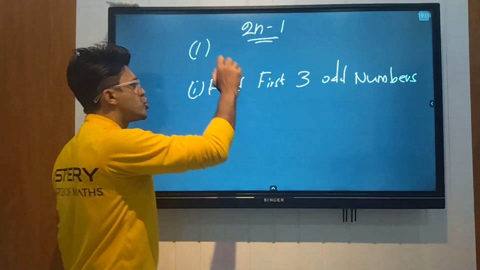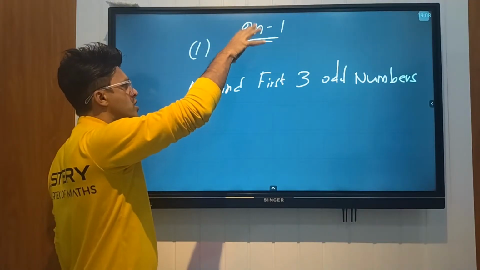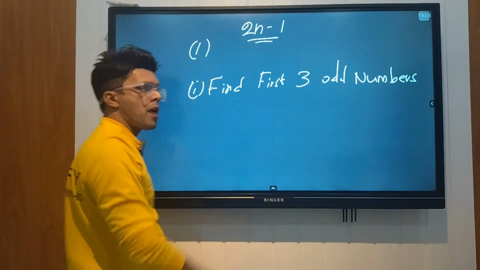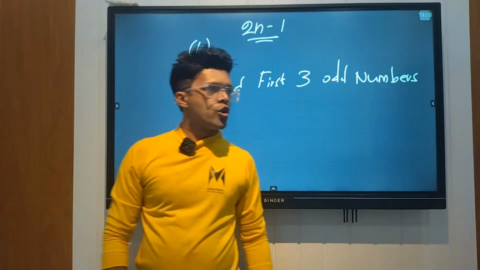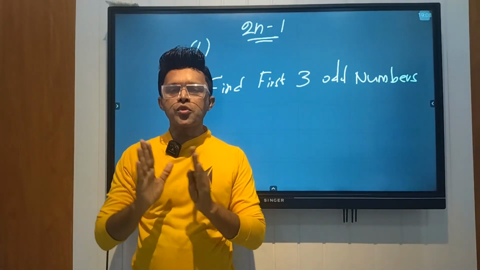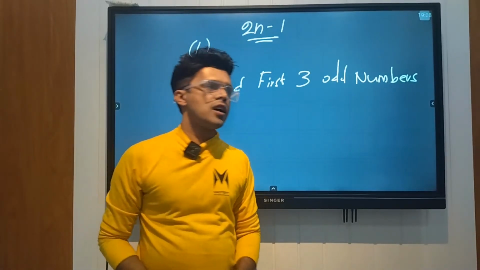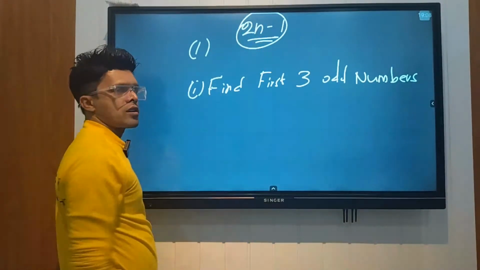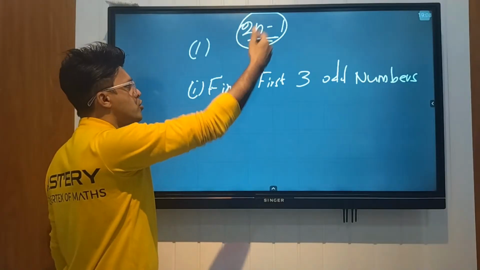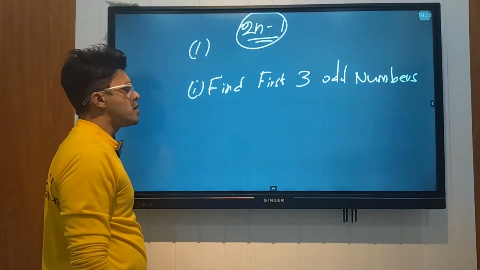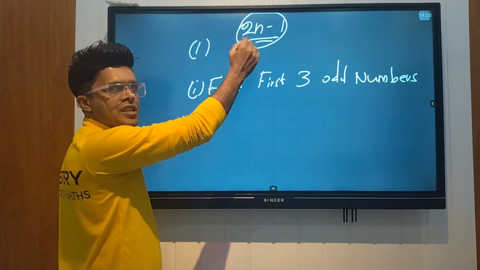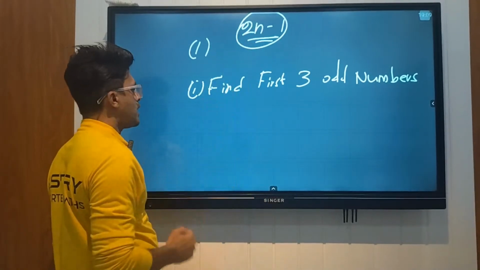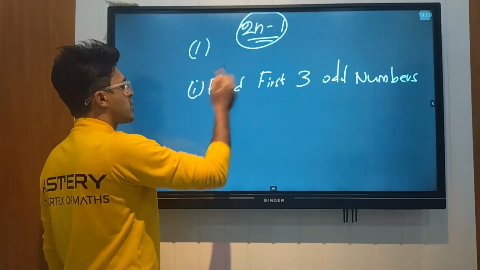But how to get the general odd numbers using 2n minus 1? How can you do that? You need to use this one, 2n minus 1. 2n minus 1 should be used in order to get the odd numbers. This is the first question. Then we are able to get the first three odd numbers.